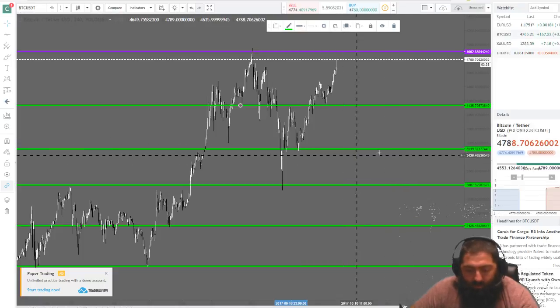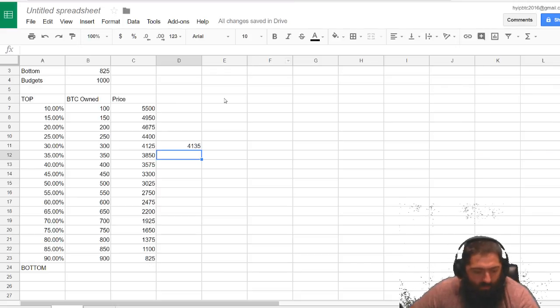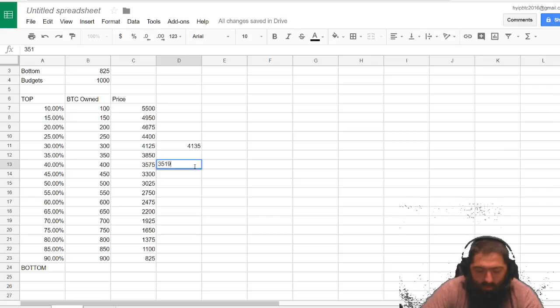So basically, I just go through my charts, 35.19. So 35.75 is going to be a resistance point. So I would let that one fall all the way down to 35.19 before I went to 40%.